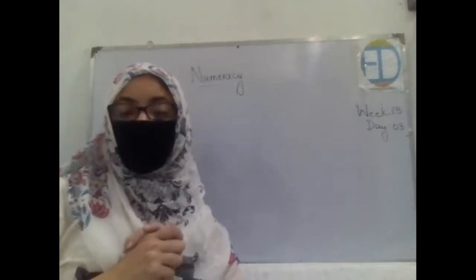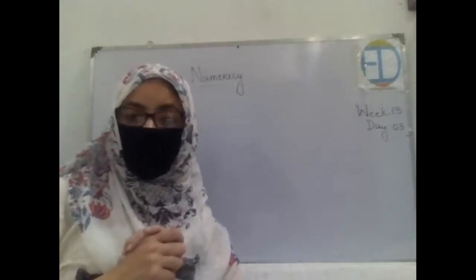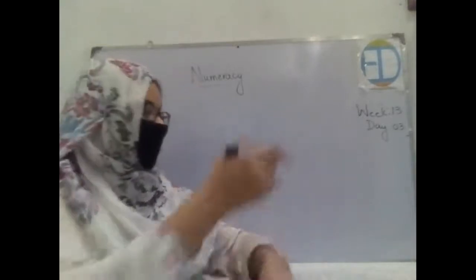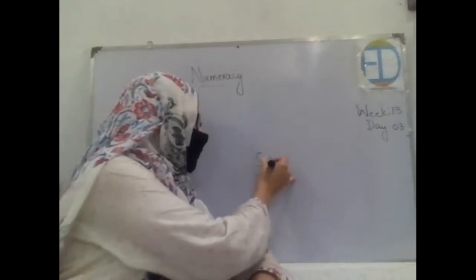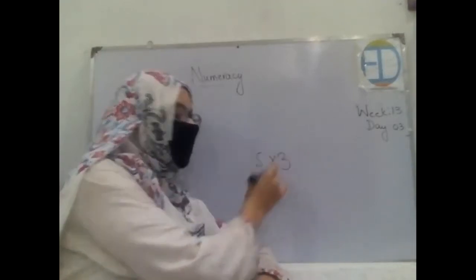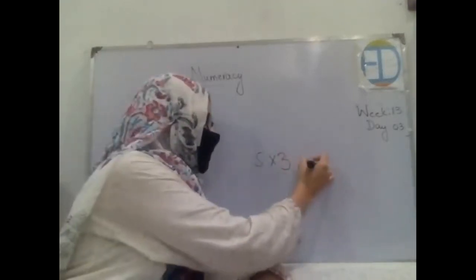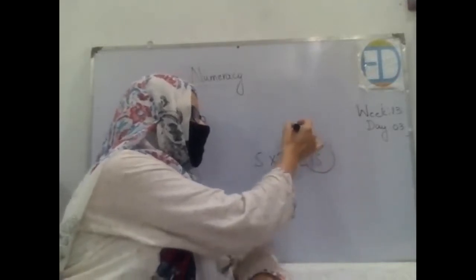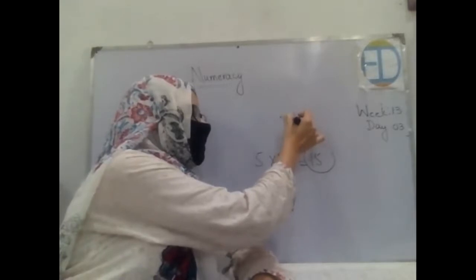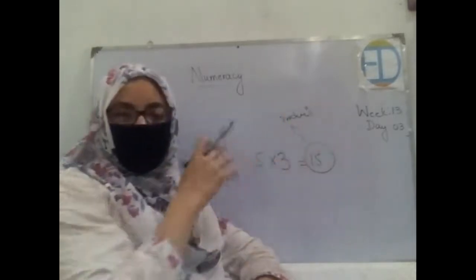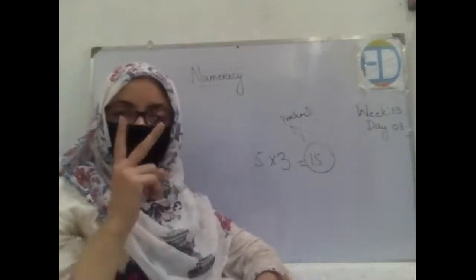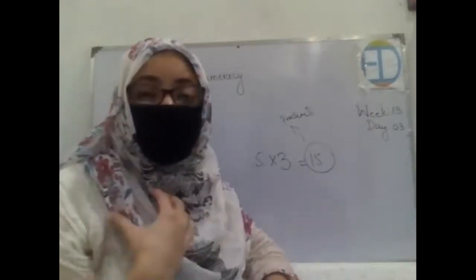Very well done. When we multiply two numbers, the answer is known as the product, right? For example, when we multiply 5 with 3, the answer is 15, and 15 is known as the product, right? So product is basically the result of multiplication of two numbers. When we multiply two numbers, the answer is known as product.